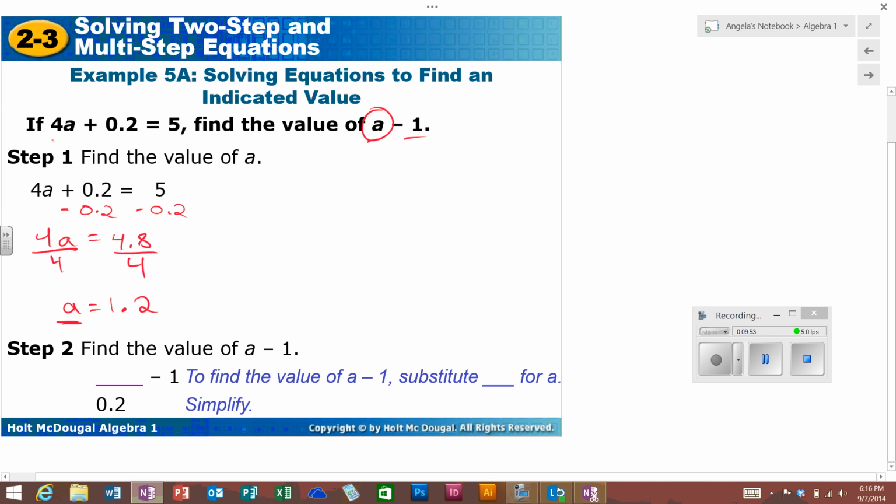Okay, I have my a. Now it wants to know what a minus 1 is. So I plug a in, 1.2 minus 1, which is 0.2. So again, to find that value, we substituted what we found for a into the expression, and then we solved.